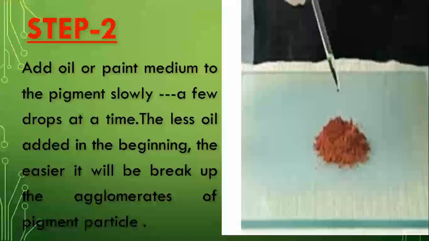In the second step, add oil to the pigment. First we take the pigment and then we add a small amount of oil slowly onto the pigment. One benefit of this approach is that a small amount of oil will break up the overall pigment particles. Why do we use a small amount of oil? The answer is that if we take a large amount of oil, the oil will disperse from the pigment surface, and the paste and the color will become thin.